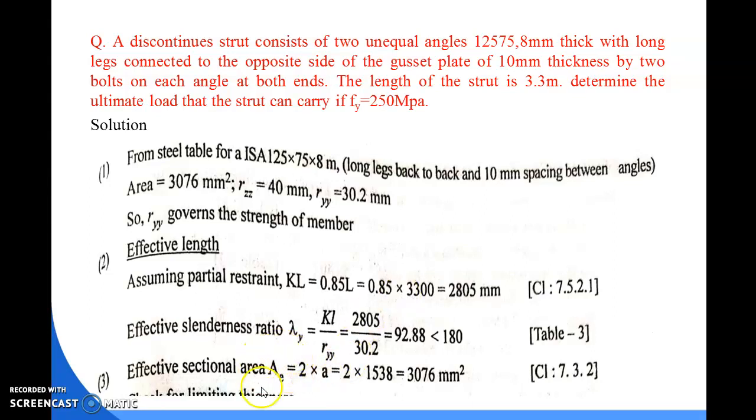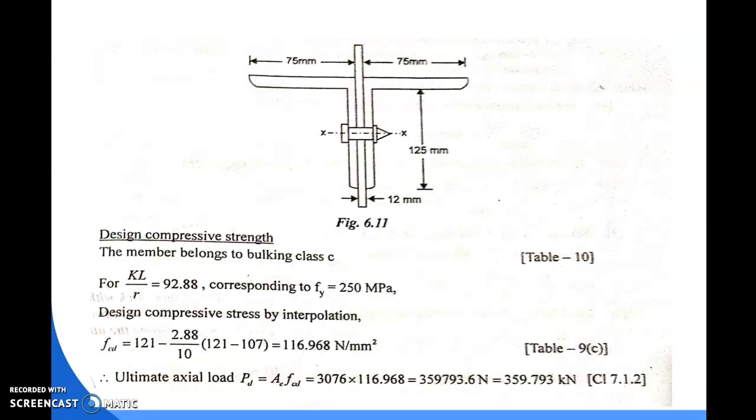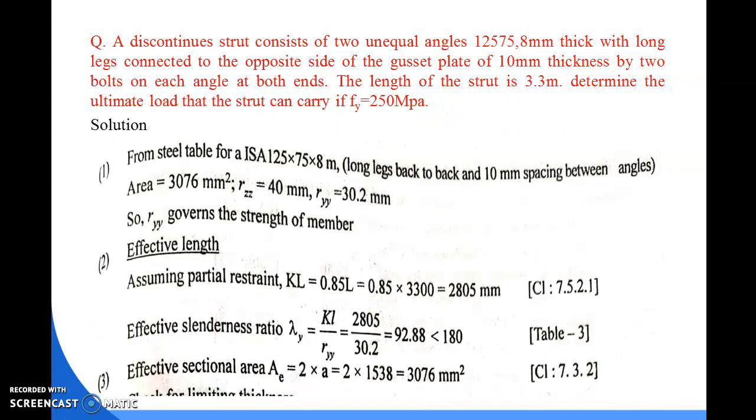Hence, the area of the section is given as 3076, which is given in the steel table. Then, as we know that it is an angle section, we can directly take the buckling class C from table number 10. So the slenderness ratio is 92.88 and the buckling class is C.